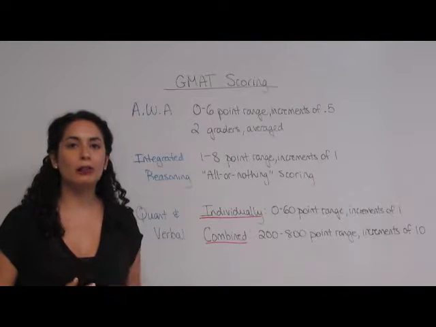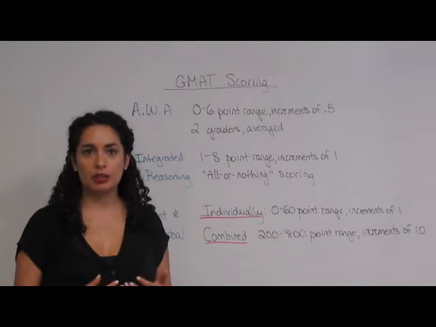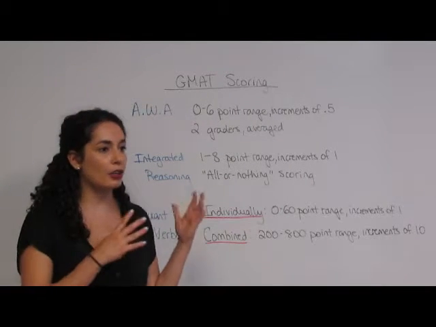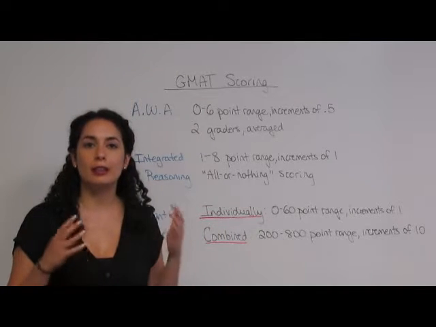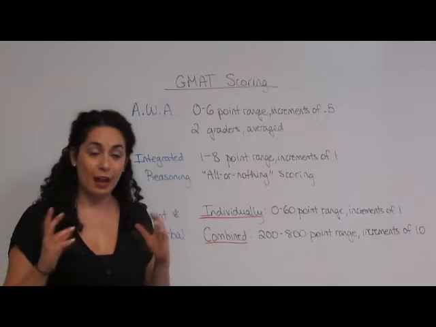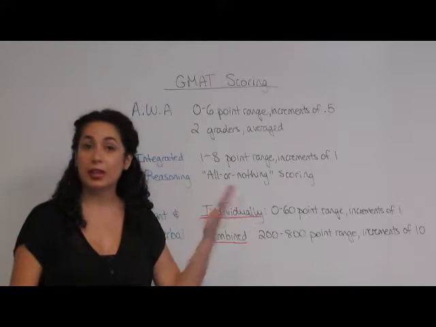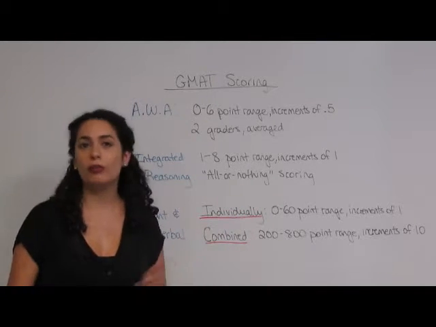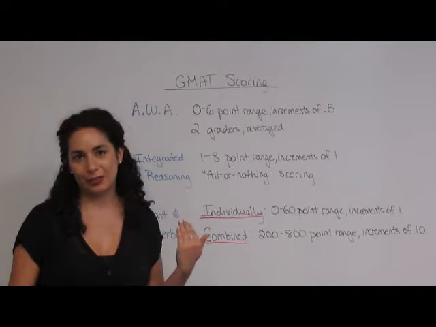So you have 12 items on the integrated reasoning section, but each item could be a chunk of text, a table, a chart, and then several associated questions. And for each item, you need to get everything right to see any points. So if, let's say, there's a table and 4 questions and you get 3 of the 4 right, you will get no points for that item.